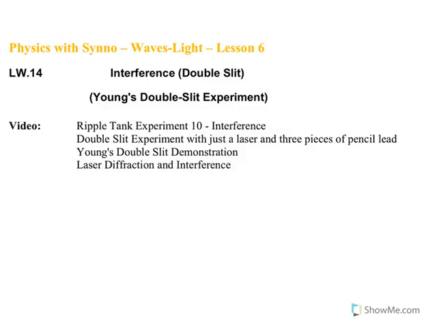Alright, so this next lesson, lesson 6. Done, a couple of lessons to go. Alright, again, this is interference, Young's double slit experiment.